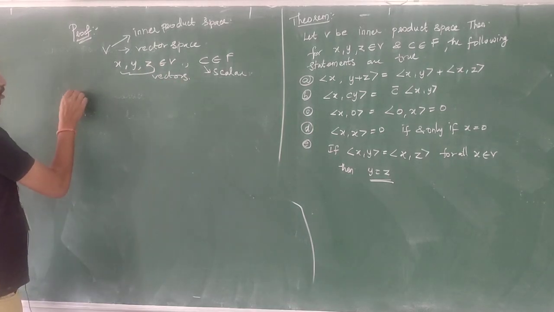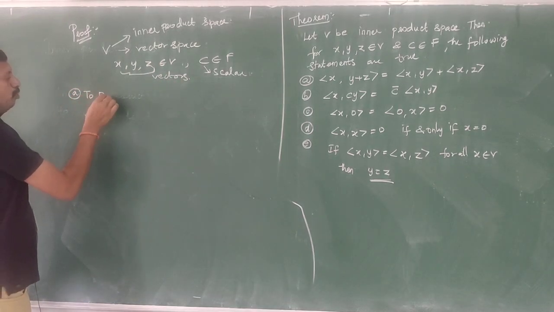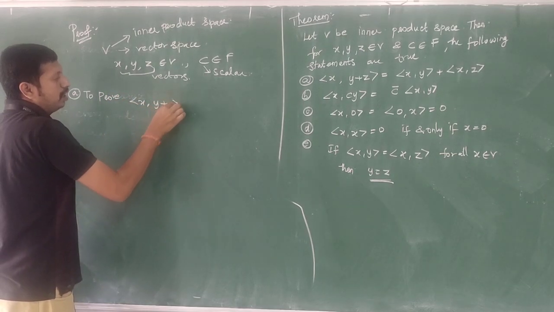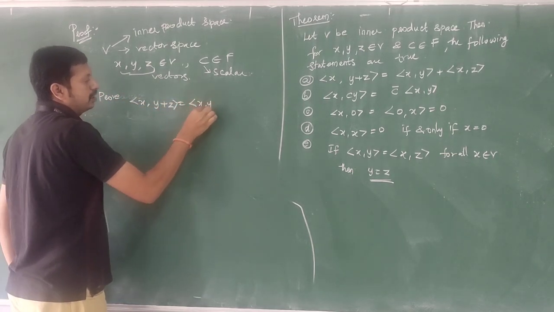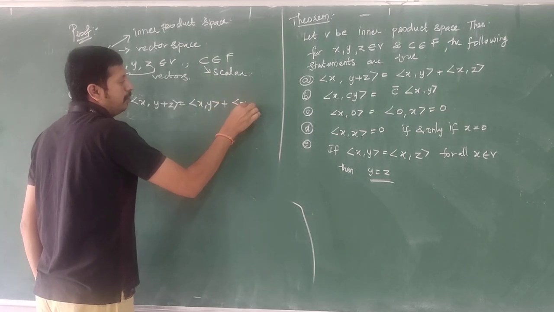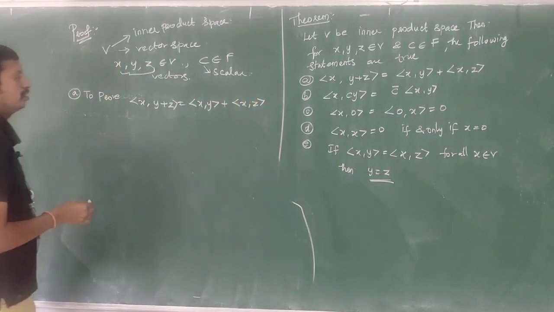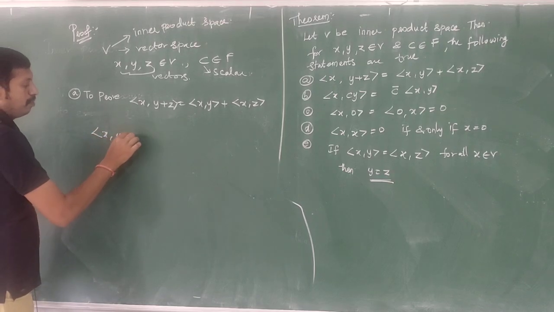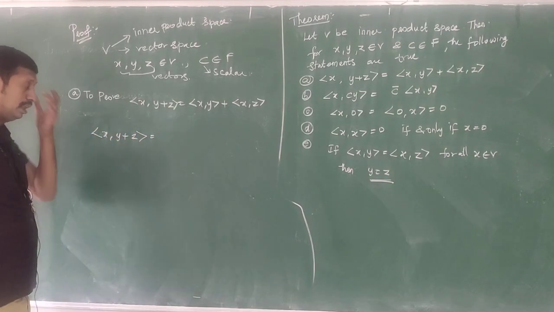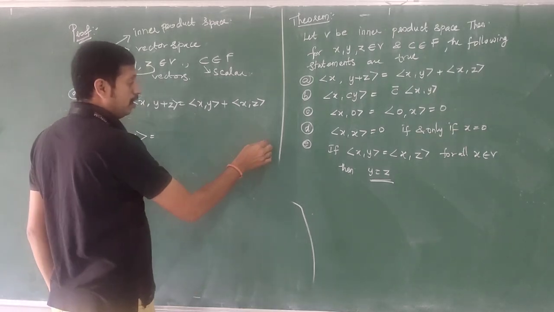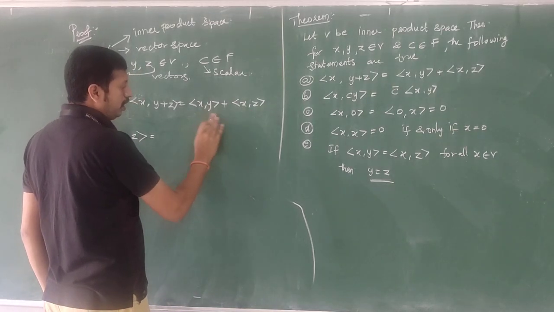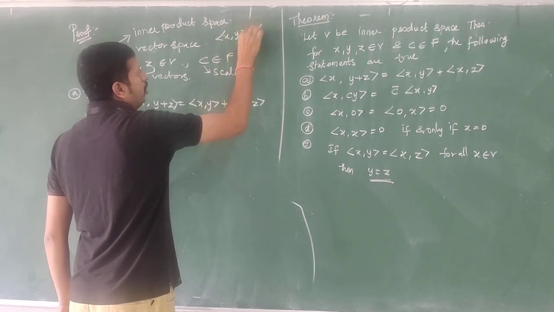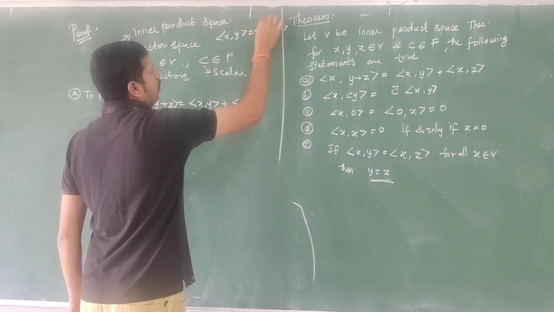First, part A to prove: the inner product of x comma y plus z equals the inner product of x comma y plus the inner product of x comma z. So we are considering this to prove x comma y plus z equals that. We already know that in an inner product, x comma y equals y comma x, the whole bar.